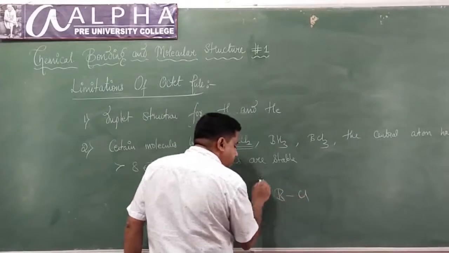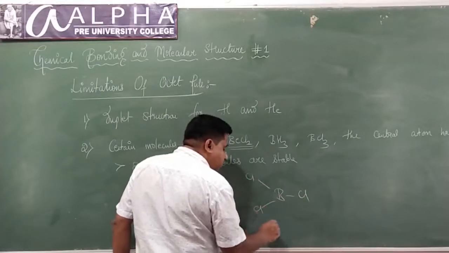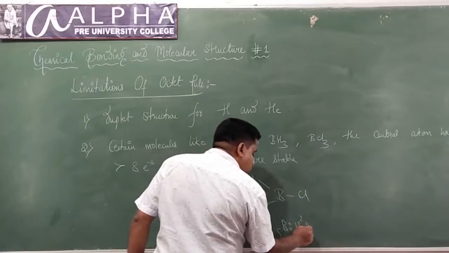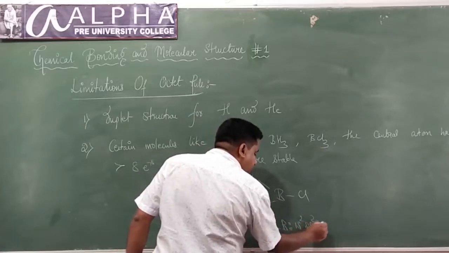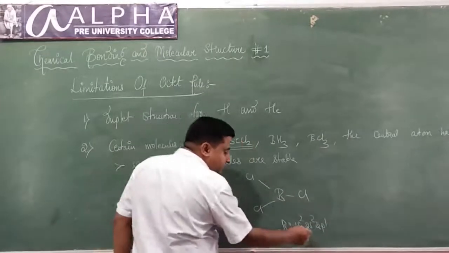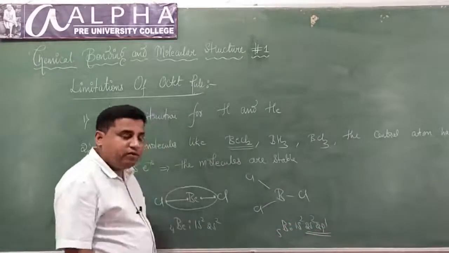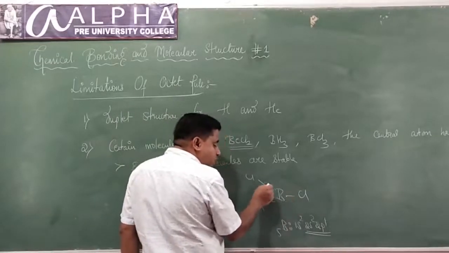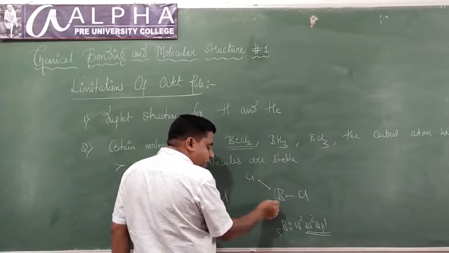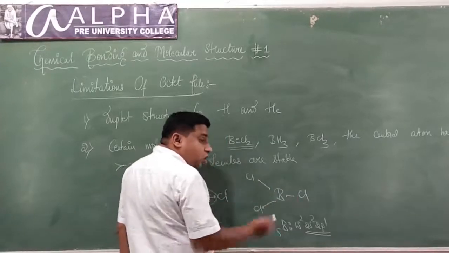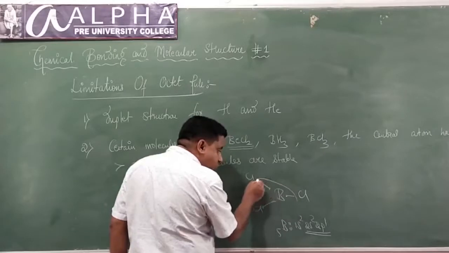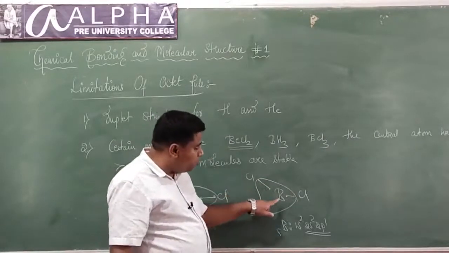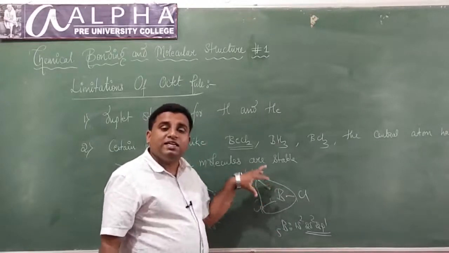If you take boron trichloride, BCl3, what is the atomic number of boron? 5. Its electronic configuration is 1s2, 2s2, 2p1. There are 3 valence electrons in boron. So boron will share 1 electron with each of the three chlorines. Now altogether, how many electrons are there around boron? Just count 2, 4, 6. Boron has only 6 electrons around it.